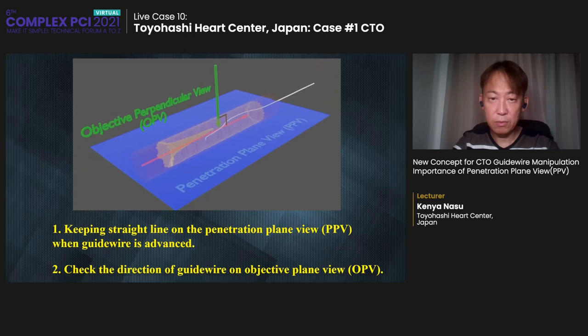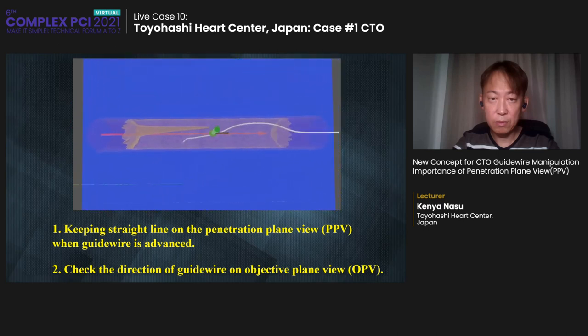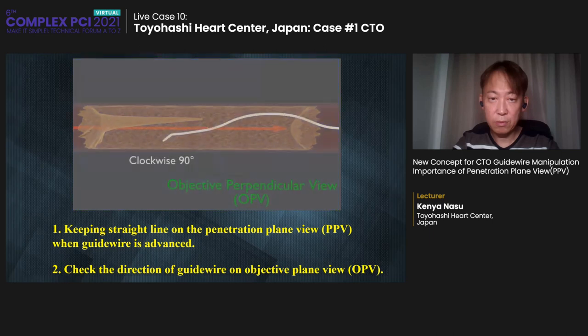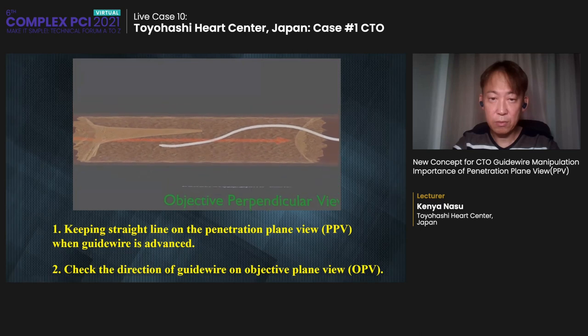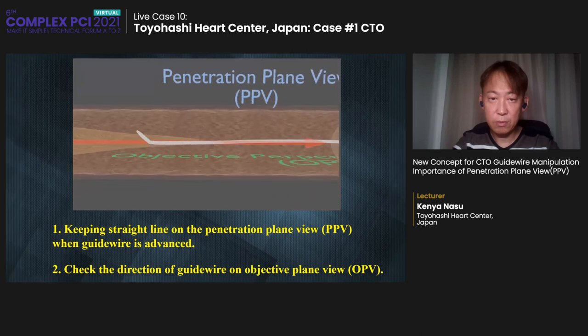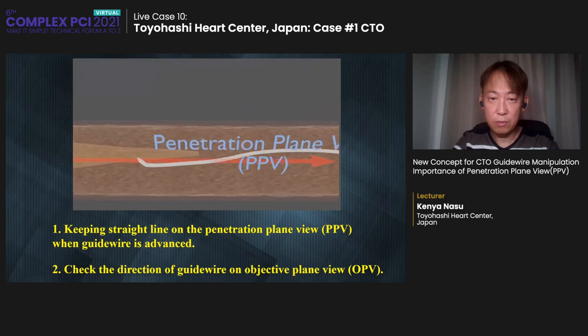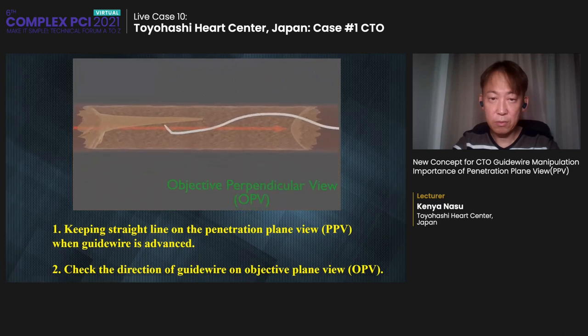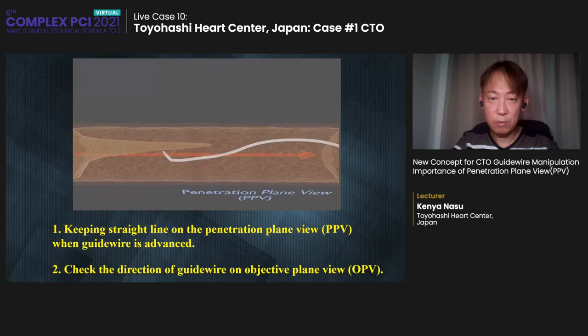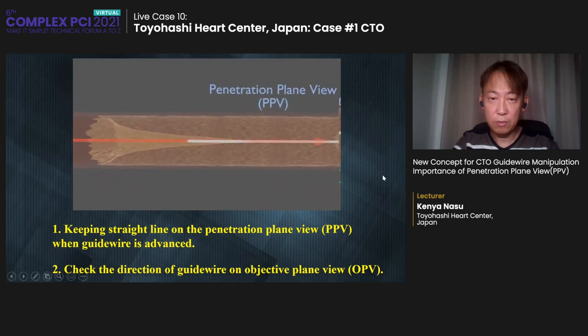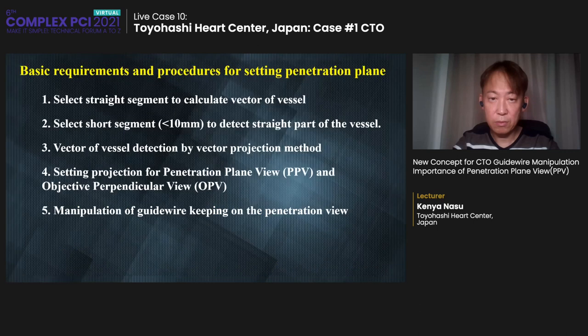If the wire tip is positioned against the target, at that time, check the OPV and redirect the wire towards the target 90 degrees until the wire is straight. When the wire is straight, check the PPV again. In the PPV, we can rotate the wire clockwise 90 degrees by making the wire straight like this. Then check the OPV. After positioning the wire, we can advance the wire towards its target. So these are the basic requirements and procedures for setting the penetration plane.